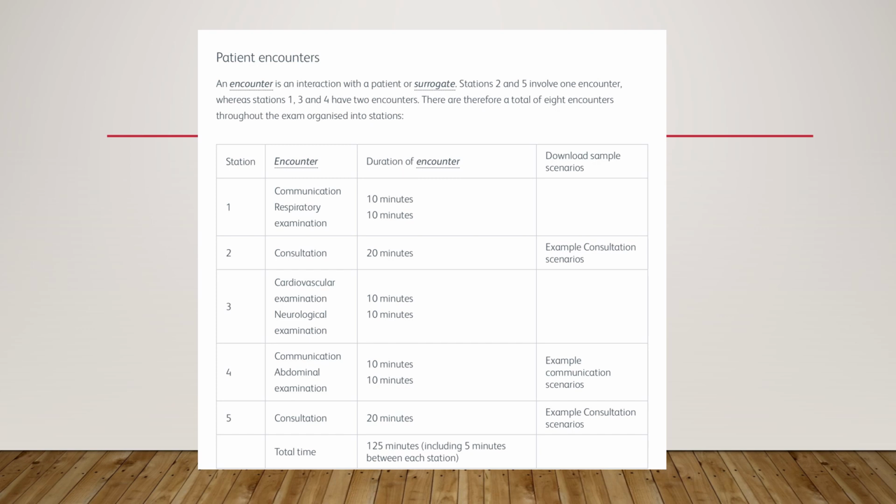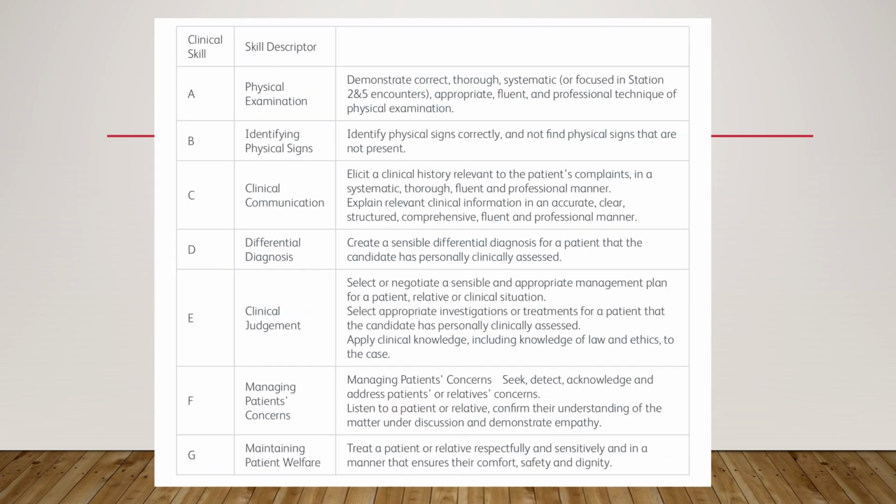So these are the patient encounters. As I told you, station 1, 2, 3, 4, 5. Total is 125 minutes, which includes a 5 minute break in between each station. But the marking of this PACES examination is not based on these stations, but the clinical skill that you perform in those stations is important, because there are 7 clinical skills you will be tested upon.